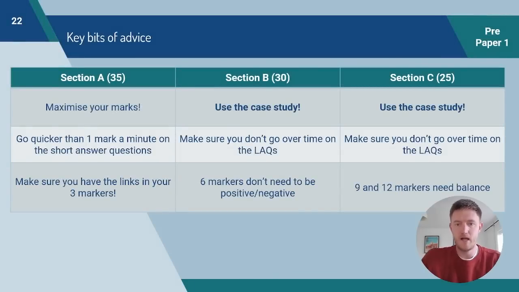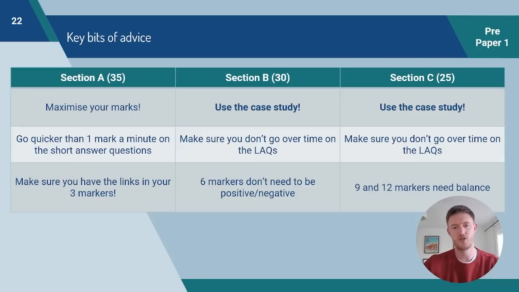So finally, Section A advice: maximize your marks. If you want to get a really good grade in this paper, you need to try and get as many marks on Section A as you possibly can. The reality is there's 18 marks available from 3 markers. It's much easier to get 18 out of 18 on the 3 markers than it is to get 18 out of 18 on the 2 9 markers. It's really hard to get 9 out of 9, but you can get 3 out of 3 quite easily. So try and maximize your marks.